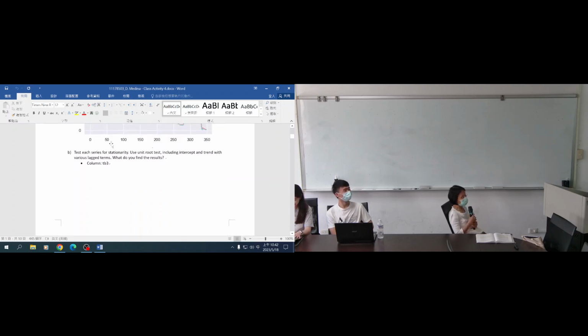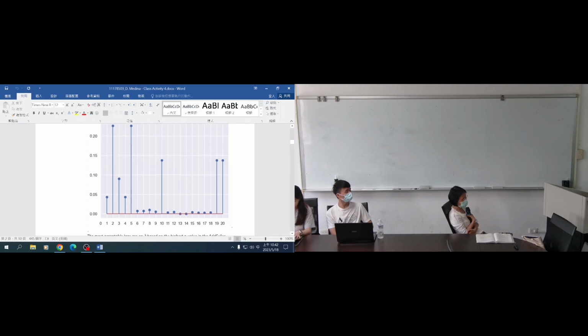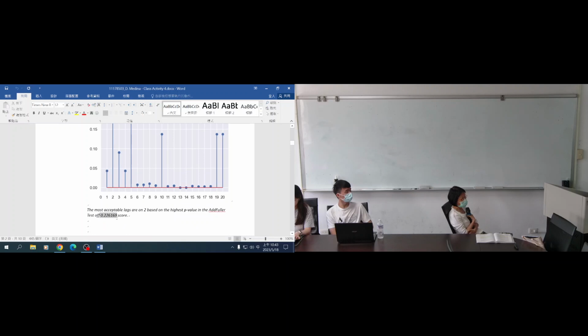I calculated the unit root test for max lag 1 to 20. Instead of giving you the table, I gave you this graph so you can easily see. The y-axis here is the p-value and the x-axis is the max lags. Based on this graph, the optimal max lag would be 2 and 5, given a p-value score of 0.22 or 22%. Yeah, the same result as yours, right?